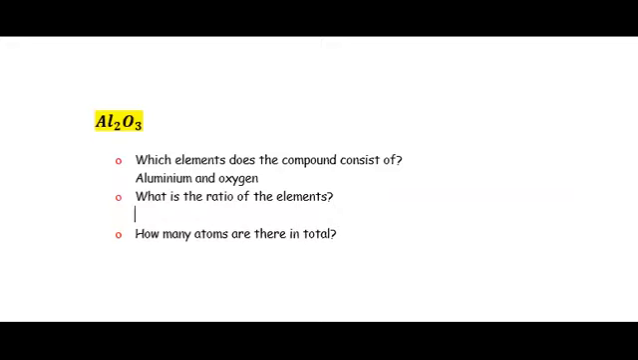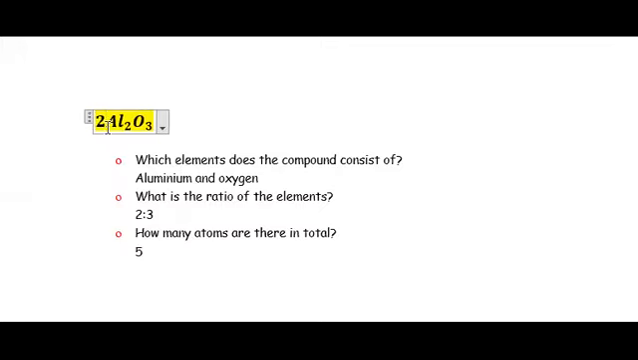Okay, what is the ratio of the elements bonded together? So how many aluminiums are there and how many oxygens are there? Write it for me in a ratio form. Yeah, here we go. 2:3, right? So we see that there are 2 aluminiums and 3 oxygen atoms. And how many atoms are there in total? Well done. That's 5.